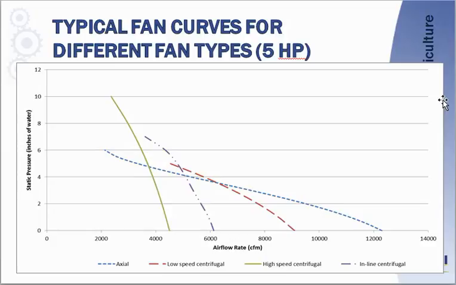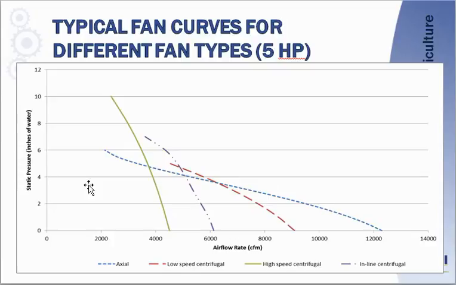All 4 of these lines represent a 5 horsepower fan, but the green line represents a high-speed centrifugal, the dashed blue line represents an axial fan, this purple line represents an inline centrifugal, and the red line represents a low-speed centrifugal fan. The axial fans, this guy right here, actually can generate quite high airflow rates, like 10,000 and 12,000 CFM, even with just a 5 horsepower fan, but they are limited to fairly low static pressures. They are going to choke out at about 6 inches of water column.